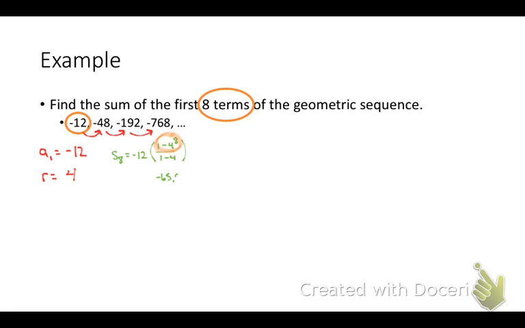65,535. I'm going to take that number and I'm going to divide it by negative 3. And then I will multiply it by, not 4, but a negative 12.